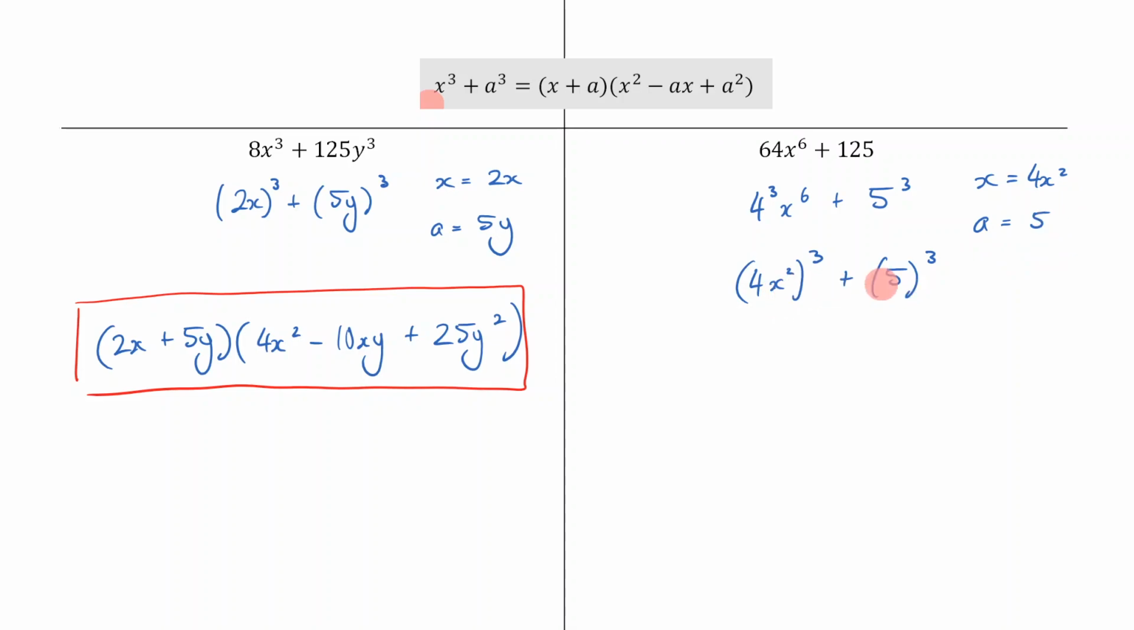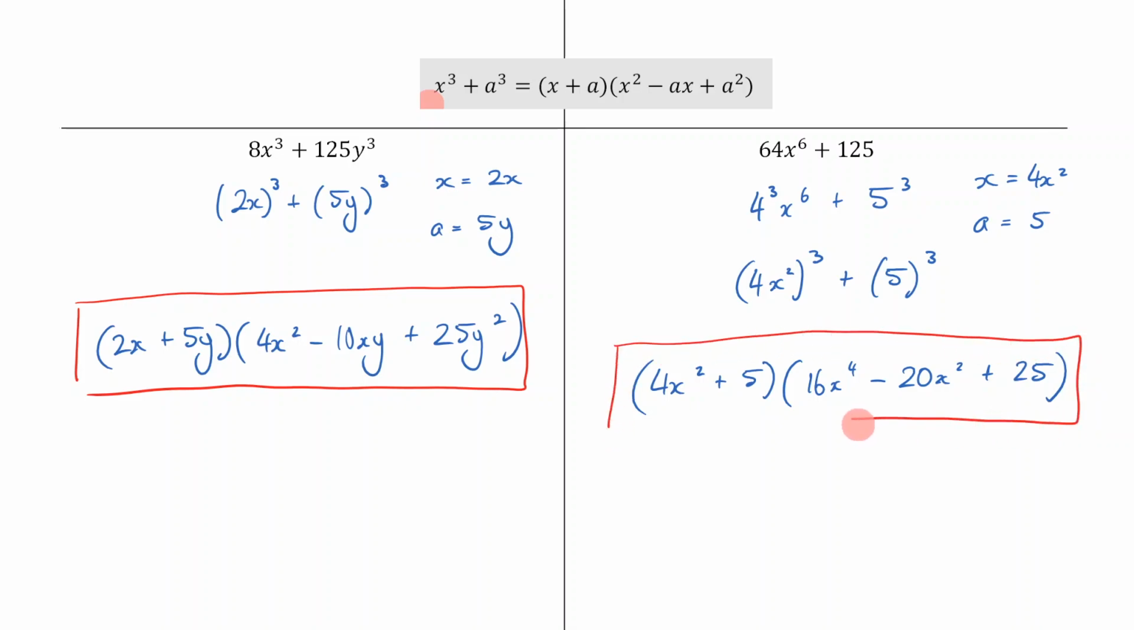So this type of lateral thinking is important for these type of questions sometimes too. It's not just regurgitating, but it's being able to say, hey, I can make this a cubic, I can make this a cubic, and then I can use the formula that I know. So it's going to be 4x squared plus 5. Then it's going to be 4x squared squared, so it's going to be 16x to the 4. Then it's going to be minus the product of both of these, which will be 20x squared. And then I'm going to square the last one, which is 5 squared, which is 25. Perfect. And that's how you do that one.